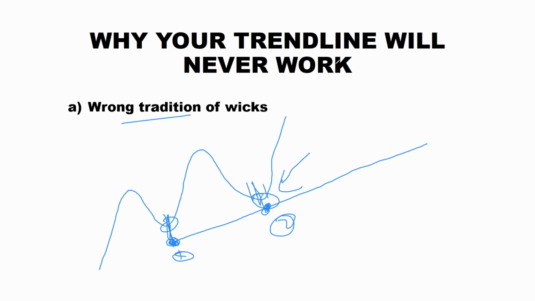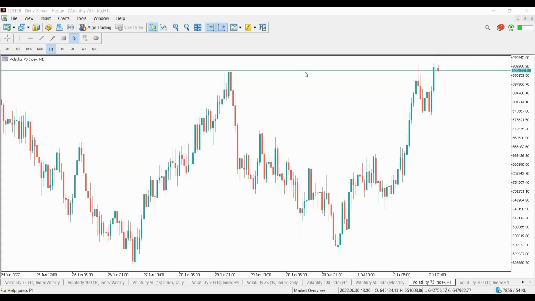So let's just head straight to the chart. Okay, so I am on my chart and I'm using my MetaTrader 5 platform. There are many platforms that you can use, but I'm using my MetaTrader 5 platform. And I'm going to be giving an example on what we call the Volatility 75 Index.